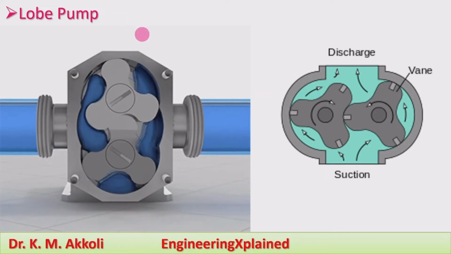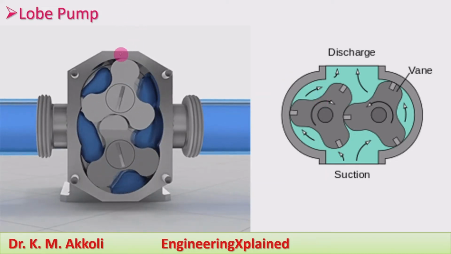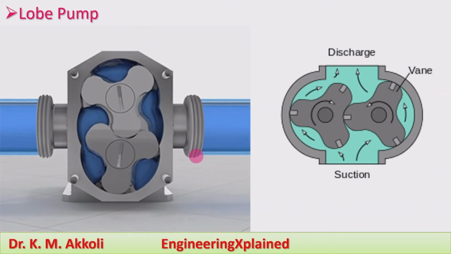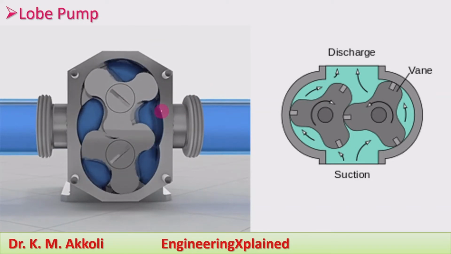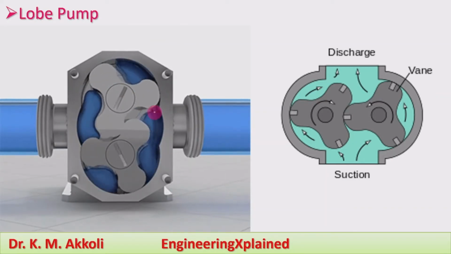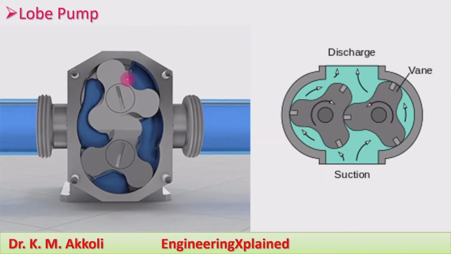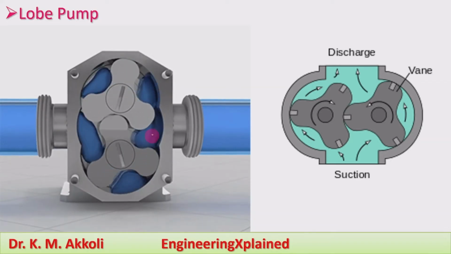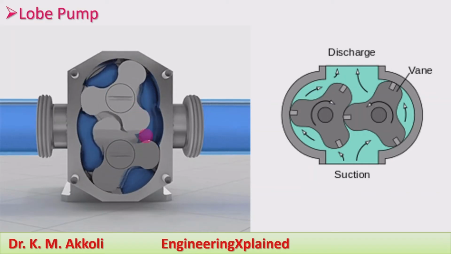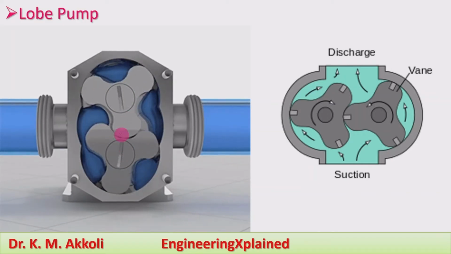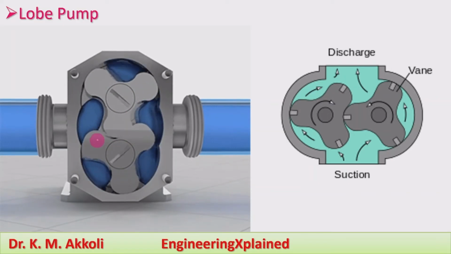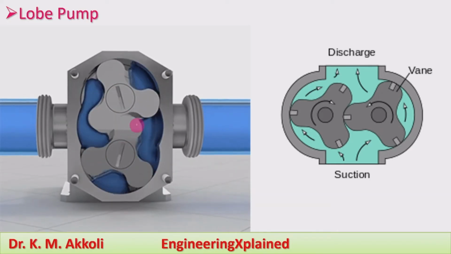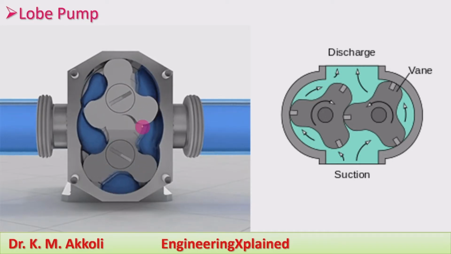The next one is the lobe pump. The lobe pump working is similar to that of the external gear pump, but here instead of using gear teeth, lobes are used, and these lobes are very few in number. You can see here these parts, which are called lobes, and during their rotation the lobes are engaged and disengaged.